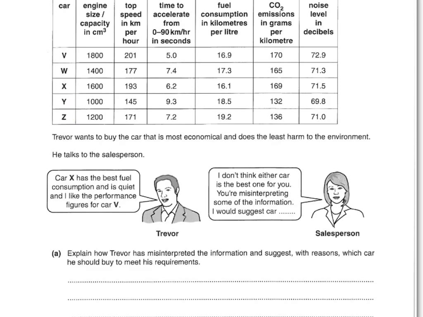So the first mark was saying why Trevor is incorrect, because he's read the data the wrong way around, and actually Z is the most economical. And then the third mark for suggesting a new car, so either Y or Z, for saying that Y has a lower noise level than Z, and therefore that might be the better car to go for.